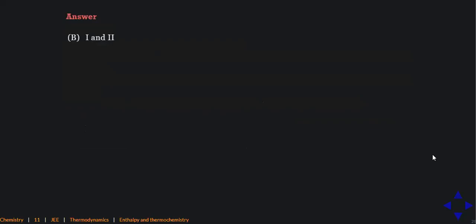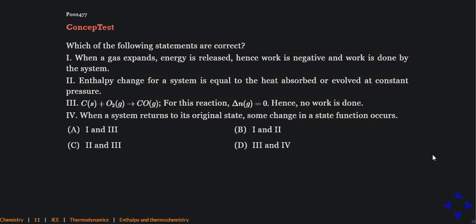Now see statement number 3 and 4. Now delta Ng is 0, right? If delta Ng is 0, does it have anything to do with work done? If delta Ng is 0, it doesn't mean that P delta V will be 0. Work will be done, right? So I cannot say that if delta Ng is 0, then no work is done. Now, the fourth one.